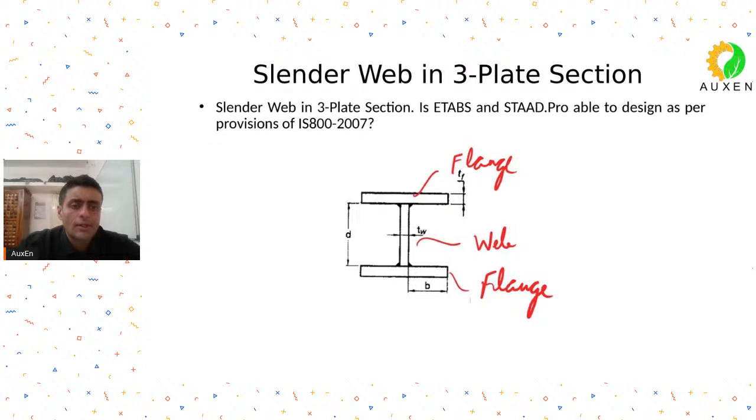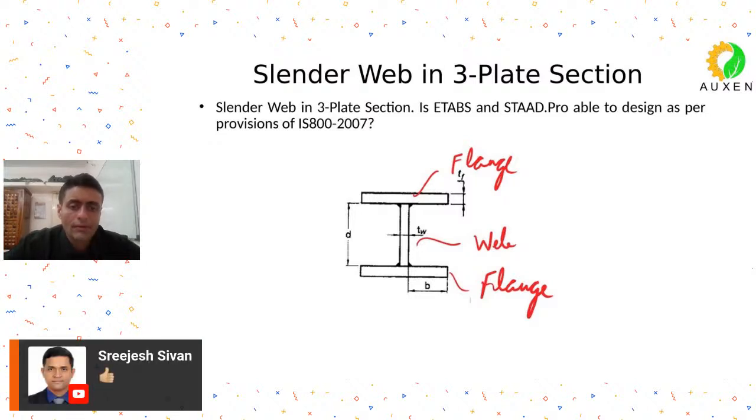So in a typical three plate section, when you have flanges and webs, if your web becomes slender, then what the software is able to do and what our code tells us, this is what we are going to discuss. Before I begin, is anyone aware what code tells us in cases when we have slender webs in our three plate sections? What are the codal recommendations?